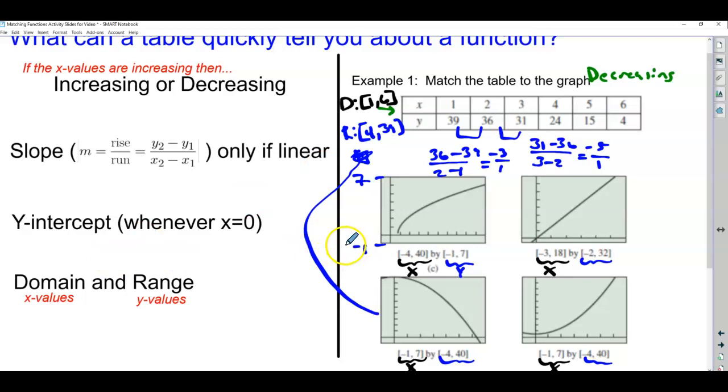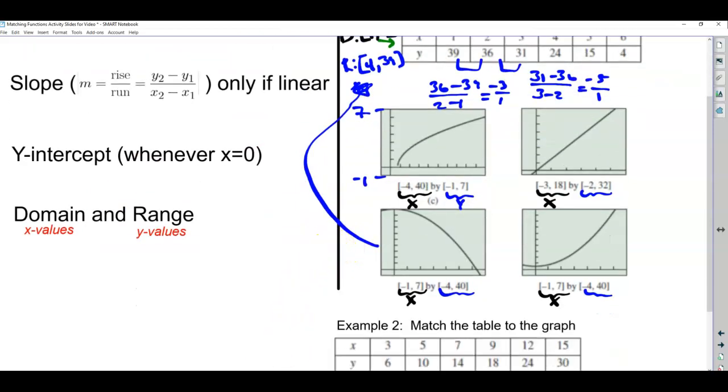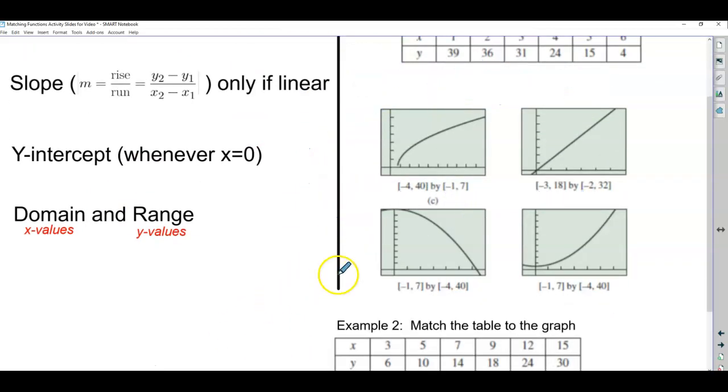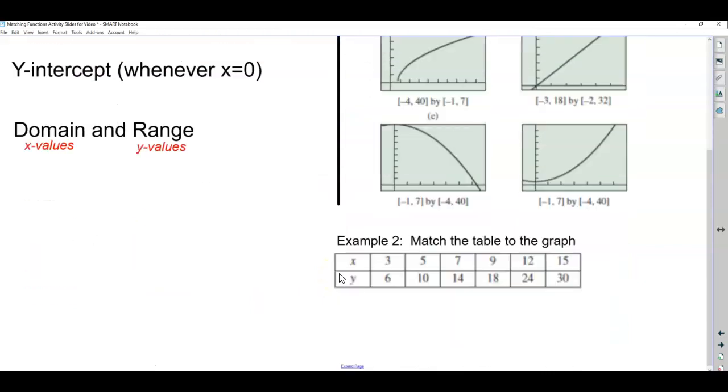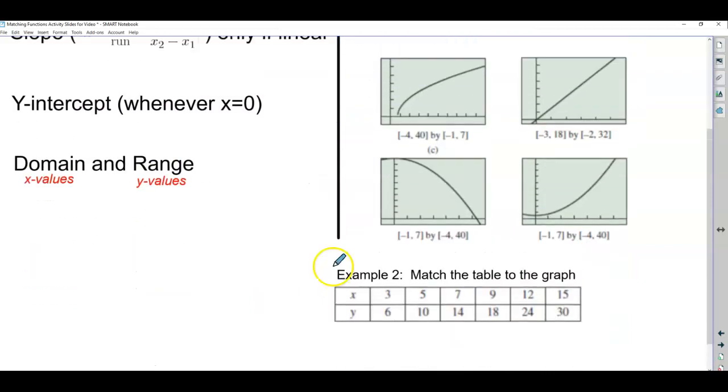All right. So what about the next one? I'm going to quickly erase. By the way, you can always rewind or pause this video if you need to go back and look at anything. So the next one, what about this function? Let's take a look at increasing, decreasing. As x increases, what's happening to the y values? Y is also going up. So it's an increasing function, which eliminates this choice right away. It could be one of these three.